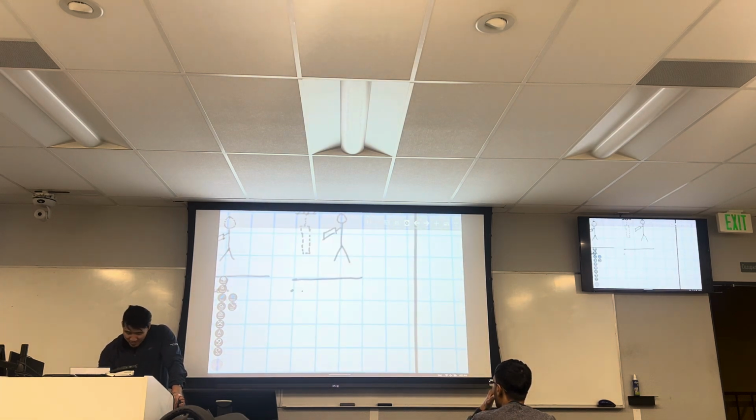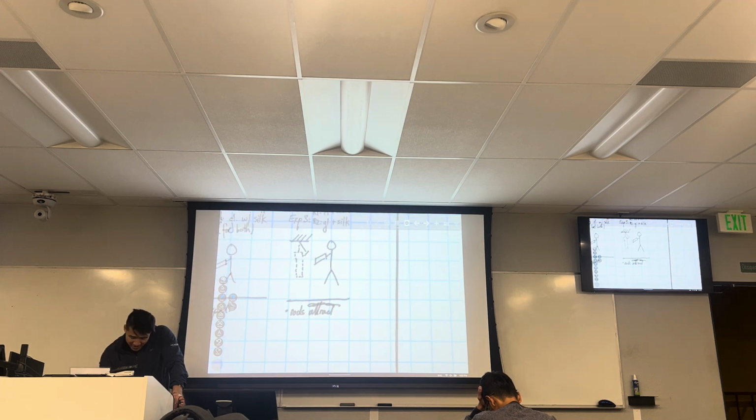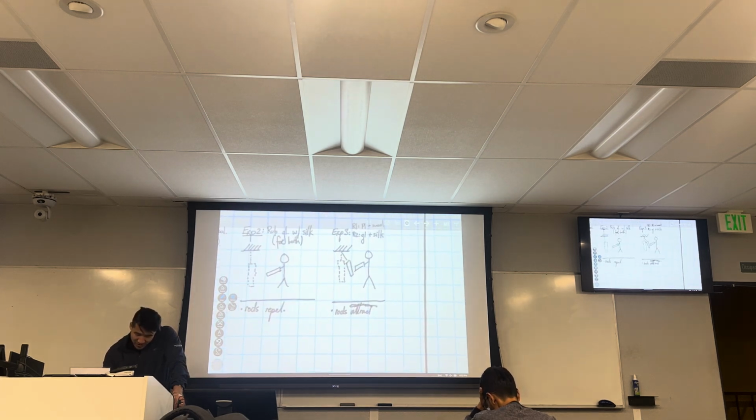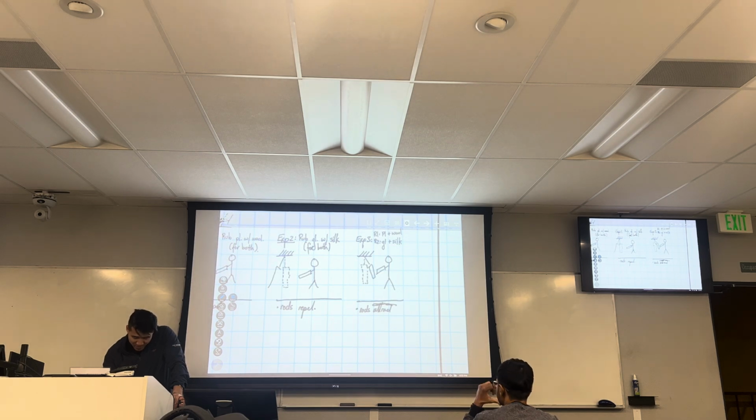And this time, the rods will attract. Rods attract. Oh, I forgot to draw this one. This one repels.